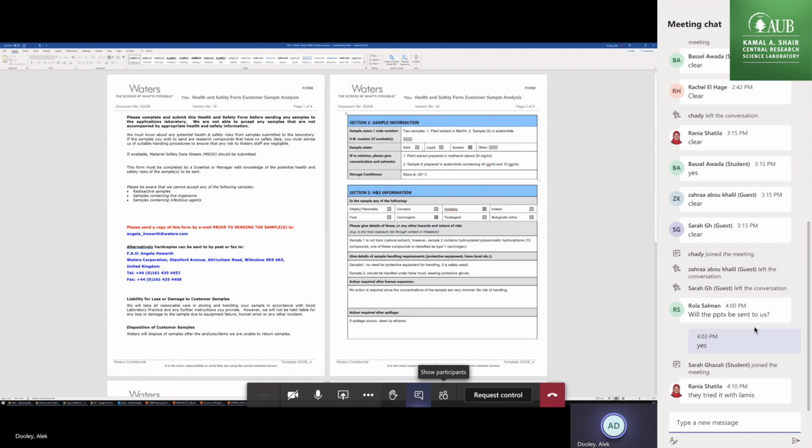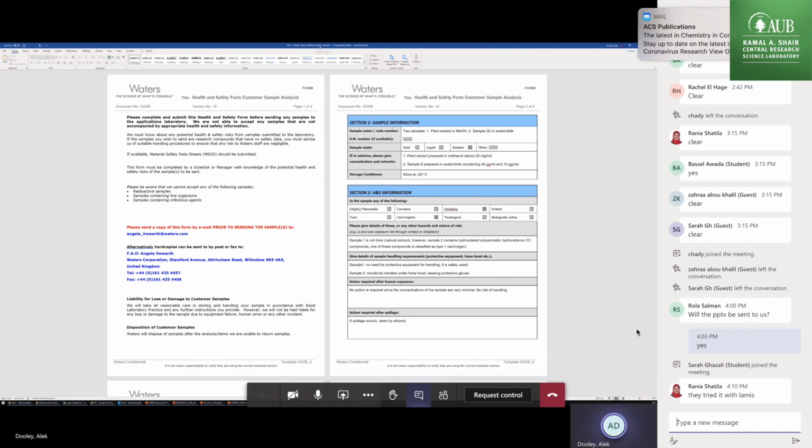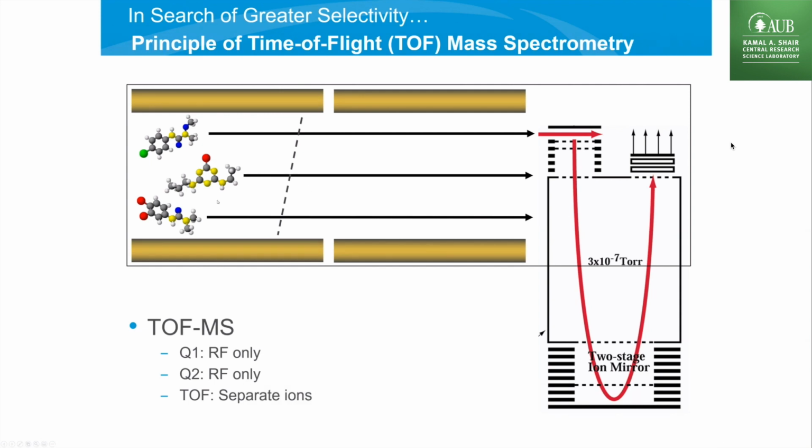So at that time, this is Dr. Saliba. This is what we are talking about. Correct. Yes. Okay, so this was plant extract.